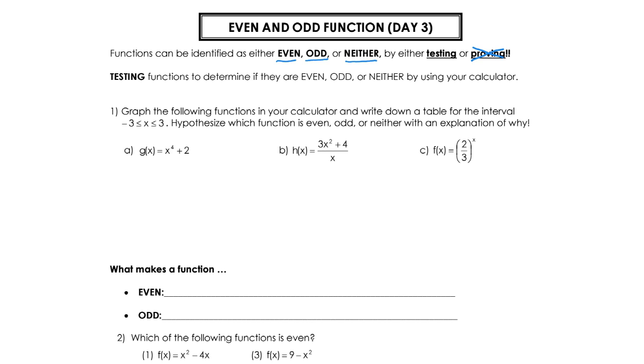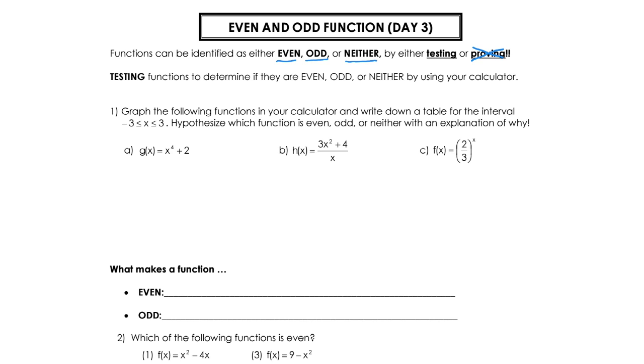We'll also be able to tell by how they look on the screen when they're graphed, but you should still always check the table as well, because sometimes the graph can be super close but off a little bit, and it could be a little bit deceiving in certain graphs that they give you.